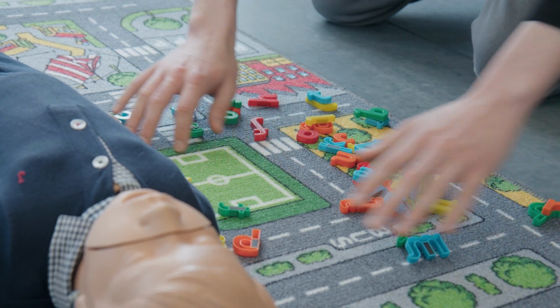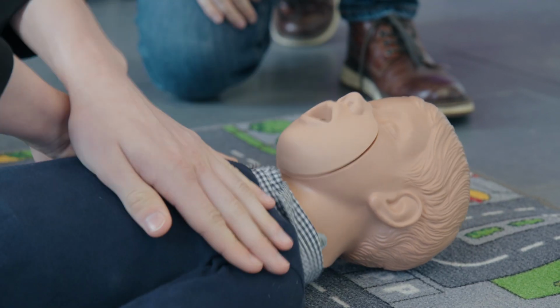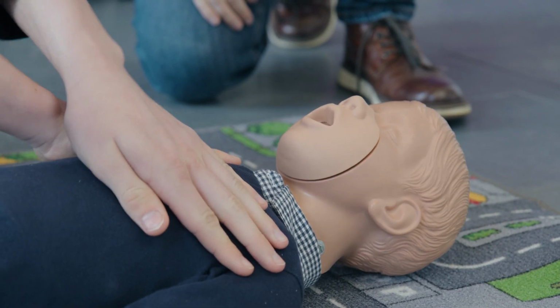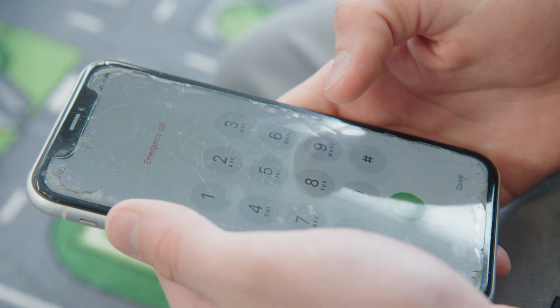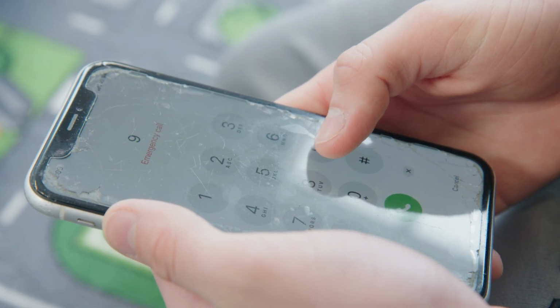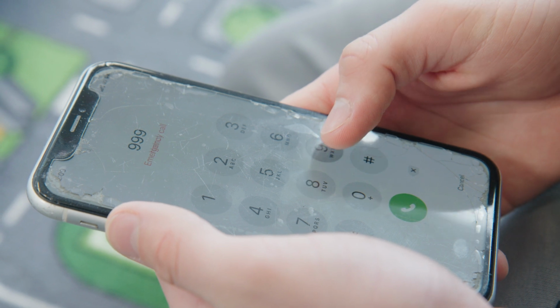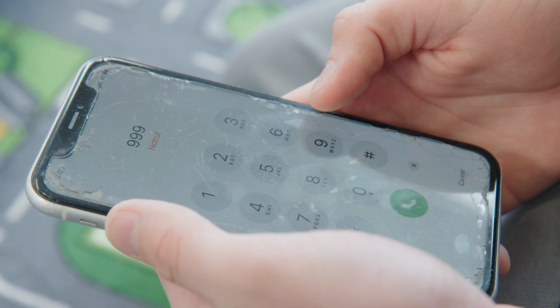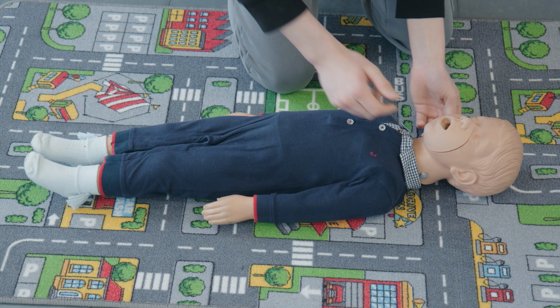Second, response. Check for consciousness by gently tapping the child's shoulders. Ask the child if they are alright in a loud and clear voice. Ring 999 if you believe this is an emergency. If the child is on their back, the airway can be at risk. This brings us onto A.